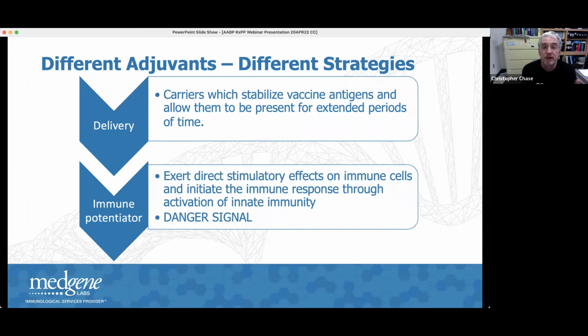They do that through something we call a danger signal. If you think back to that little movie I just showed you, remember there was that cell that came up from the vaccination site, which was activated, and that was the cell presenting antigen that actually turned on the immune response.